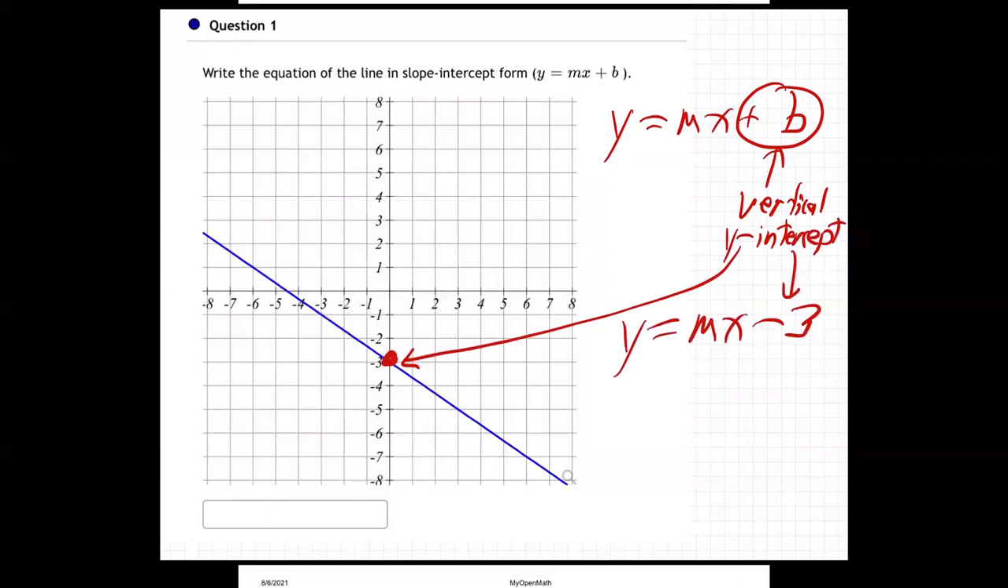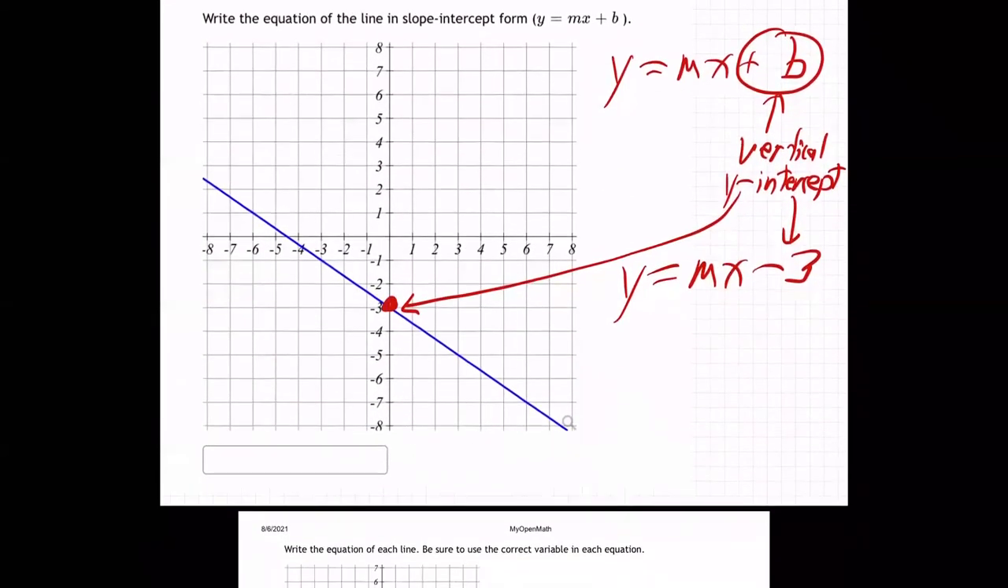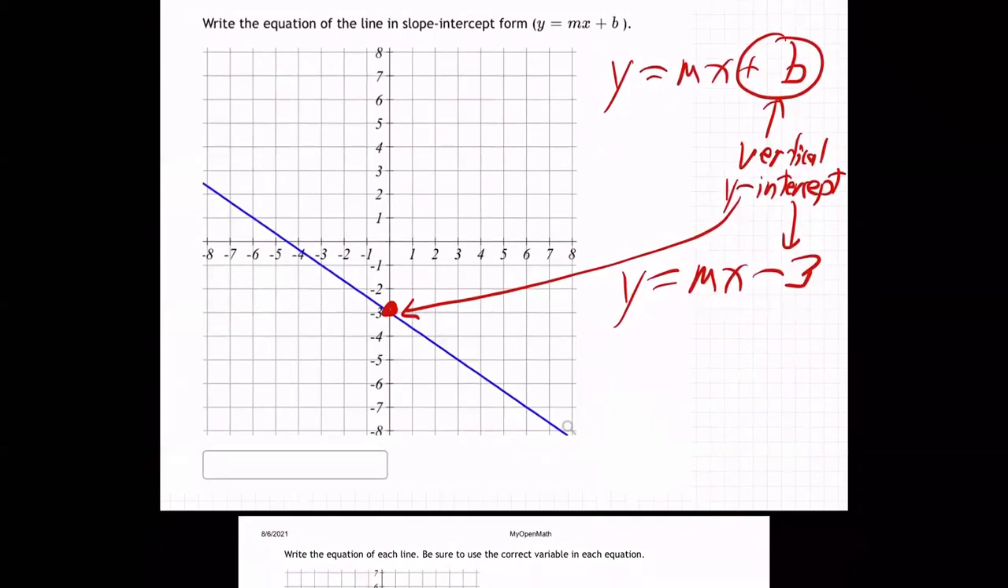Now we just need that m in the front. What's the m, and how do we find the m? Remember how we find the m? The m is slope. It is rise over run, isn't it? Remember, the fraction in front of x, or whatever's in front of x, is slope. It's rise over run.